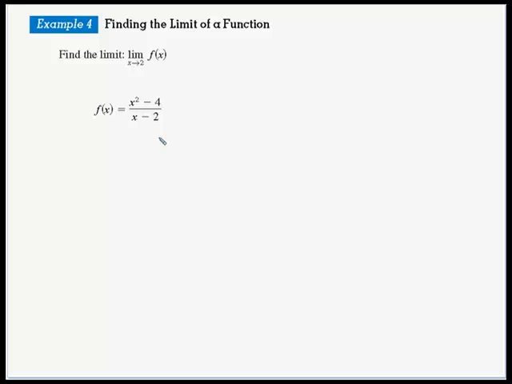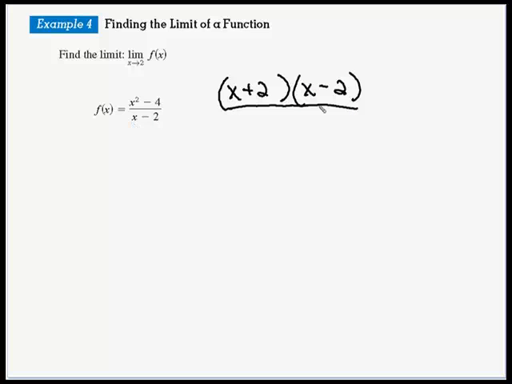So we could make a table and start plugging in a bunch of values really close to 2 and see what's going on. Or, if possible, we can use an algebraic technique. When I look at that numerator, I see a difference of squares. X squared minus 4, and because 4 is a perfect square, x squared minus 2 squared. And you can always break a difference of squares up into a sum and a difference. One factor is x plus 2, and one factor is x minus 2.